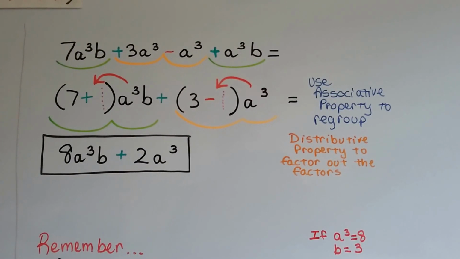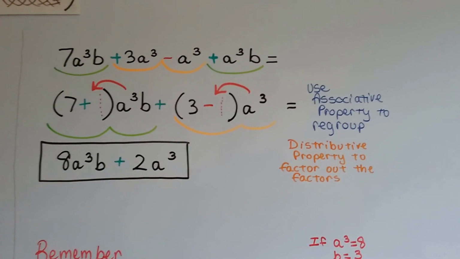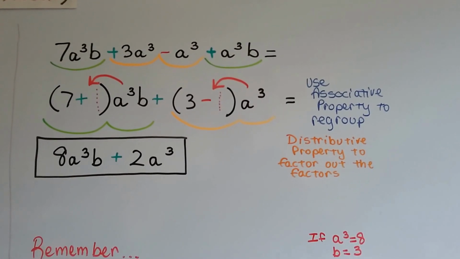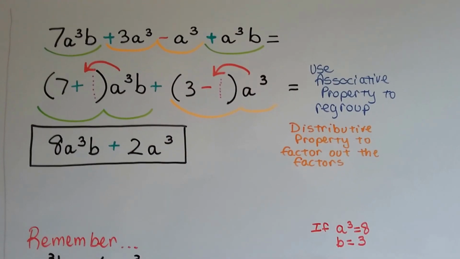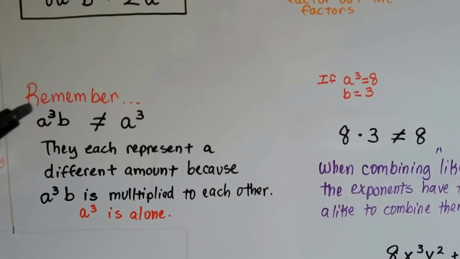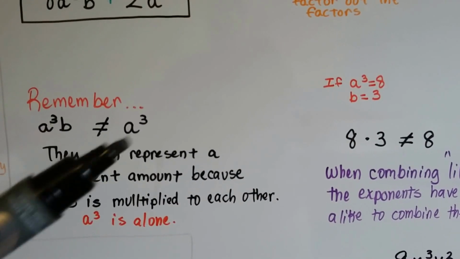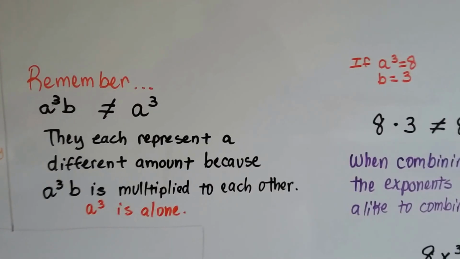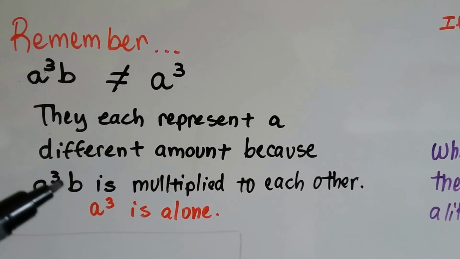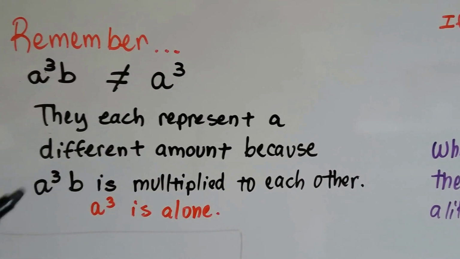See that? We use the associative property to regroup them, to put them together so we can see them better. Then we use the distributive property to factor out the factors. Now, remember, a to the third b does not equal a to the third. They each represent a different amount because a to the third power and b are multiplied to each other.